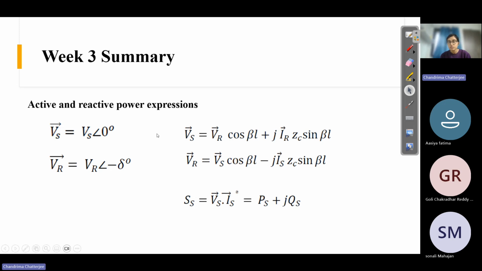I will not go into the derivations, that you will anyway see in the lectures. I will just talk about the expressions so that before going to the numericals, we are familiar with the expressions.